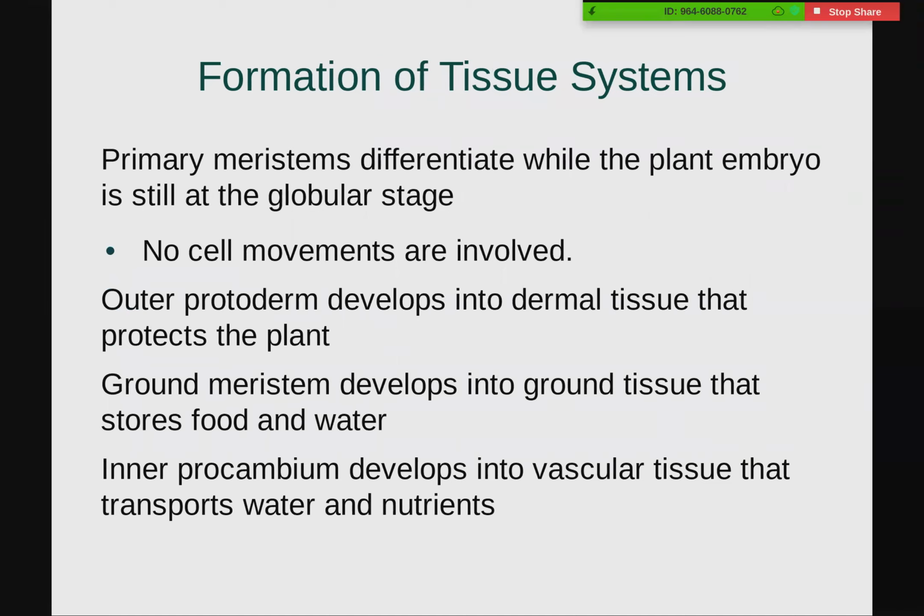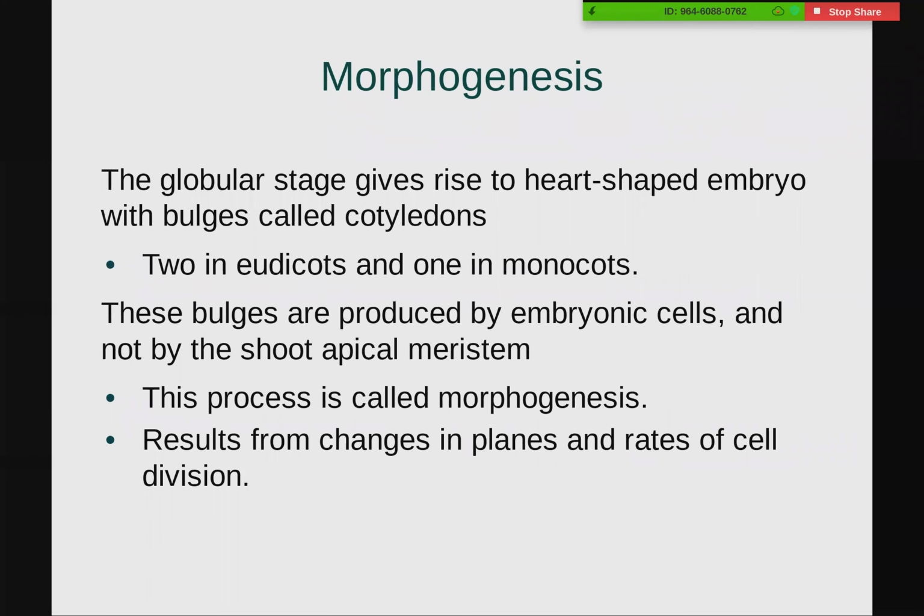Now, primary meristems themselves will actually differentiate while the plant embryo is still in this globular shape, thus no cell movements are involved. However, the outer protoderm will develop into dermal tissue that protects the plant, and the ground meristem develops into ground tissue that stores food and water, and the inner procambium develops into vascular tissue that transports water and nutrients. Now, this leads us to this topic of morphogenesis.